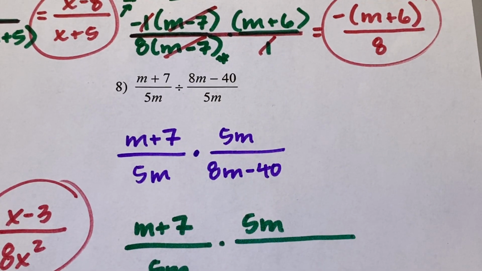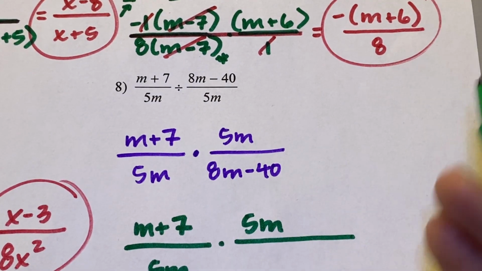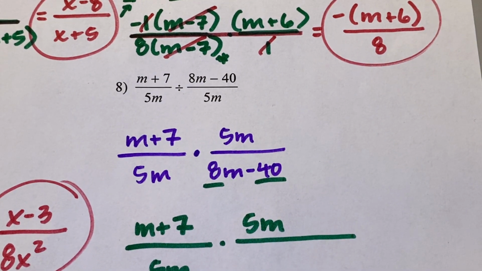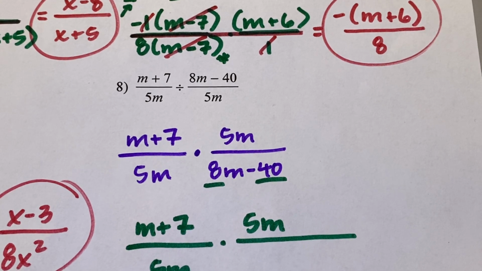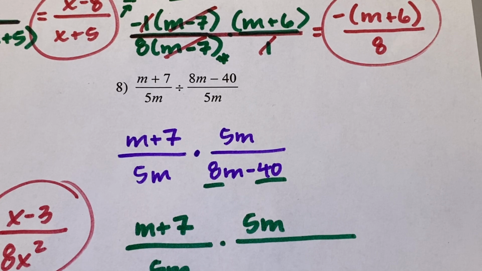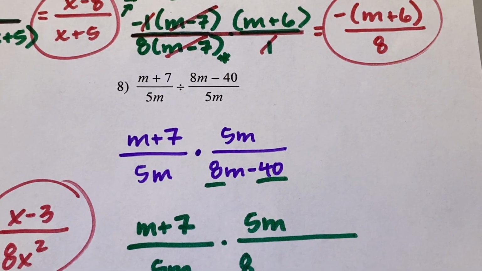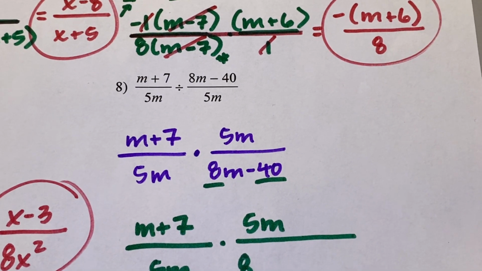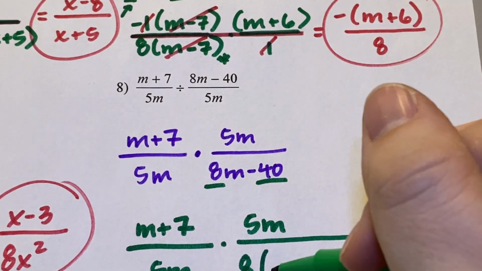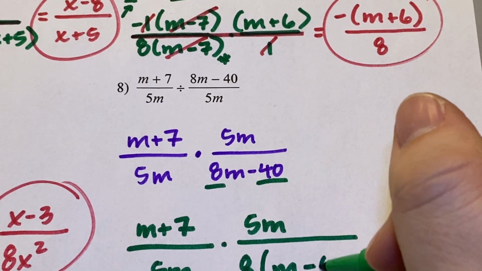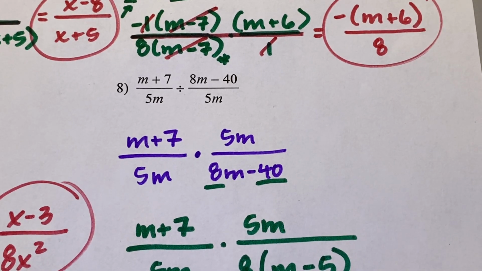Now my last denominator. I can factor these guys because what can I divide both by? I cannot divide 8 by 5. What can I divide 8 by? 8. I can divide both those guys by 8. So then I'm going to get 5m, I'm left with just 1m, or m. Negative 40 divided by 8 gives me my negative 5.